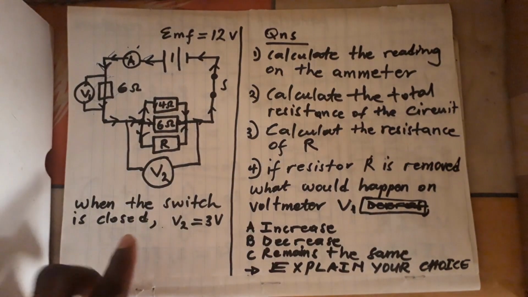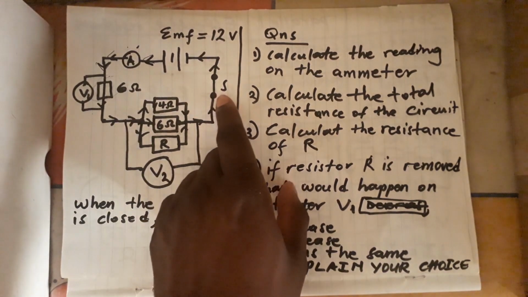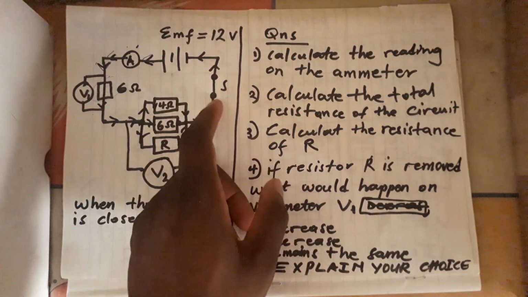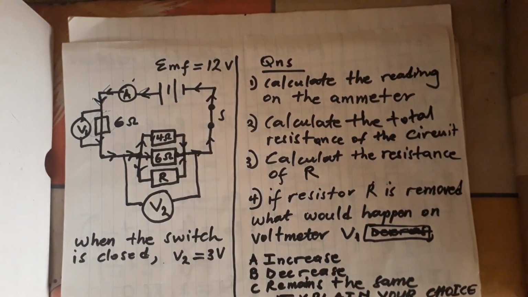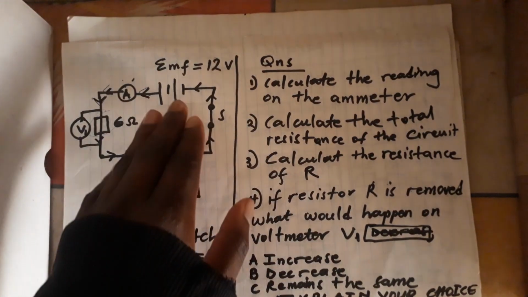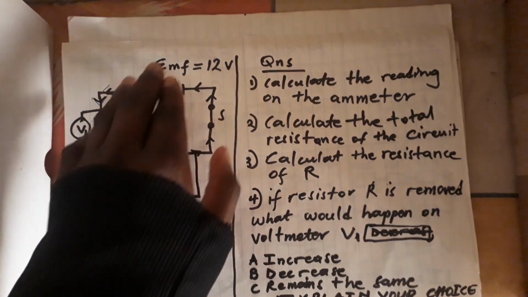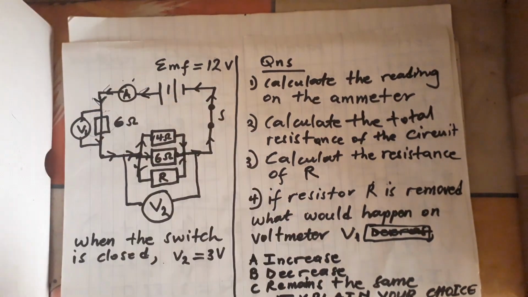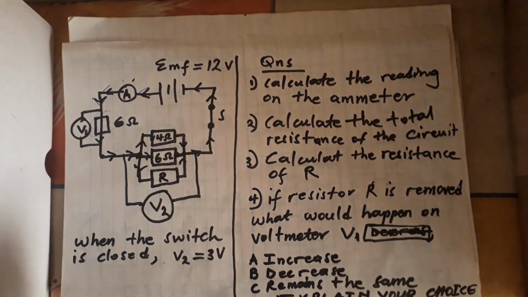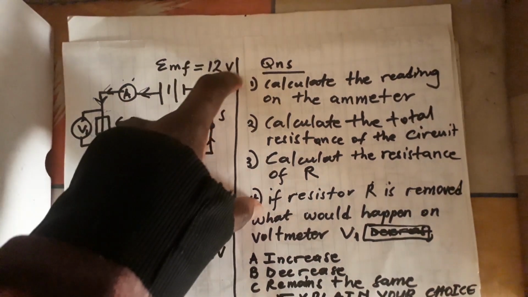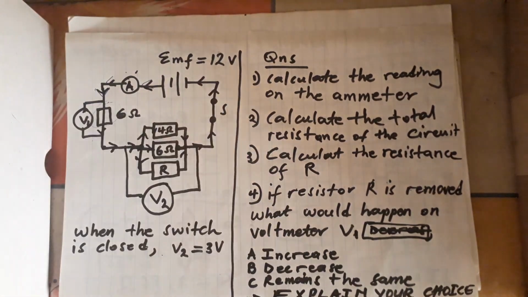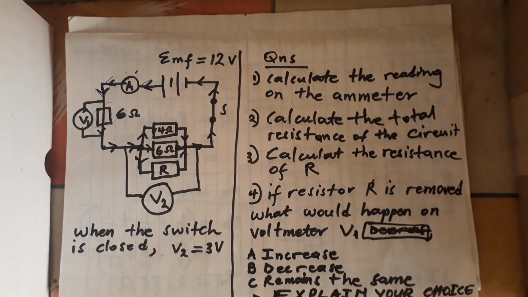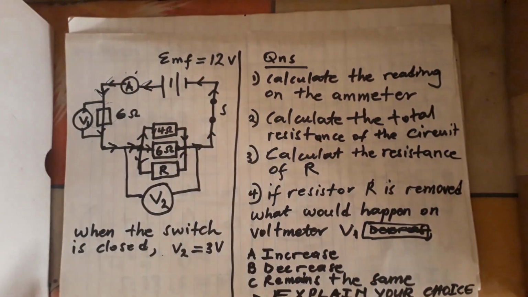They're talking about a switch. This is a switch, as you know, that this represents a switch. And then EMF simply means the maximum energy that this battery can supply per coulomb's charge. It means that the maximum potential difference of this battery is 12 volts. Just like that.